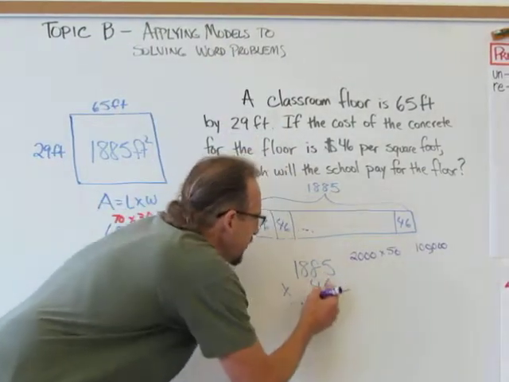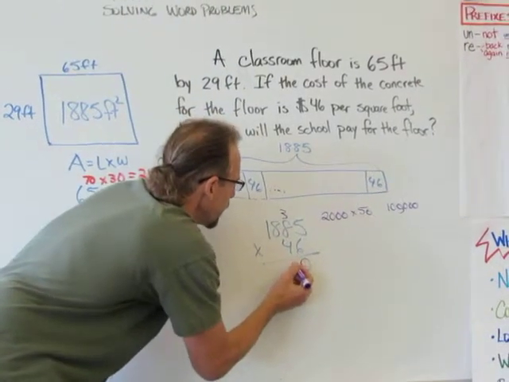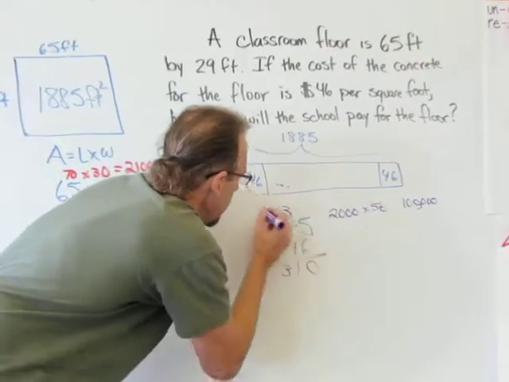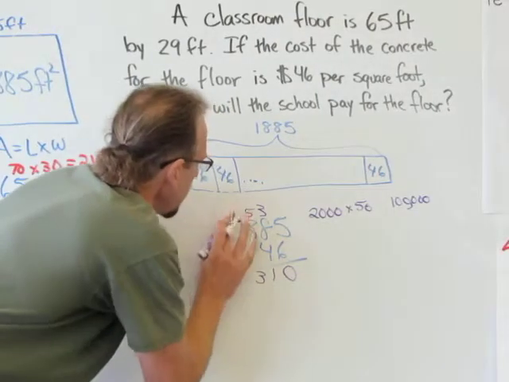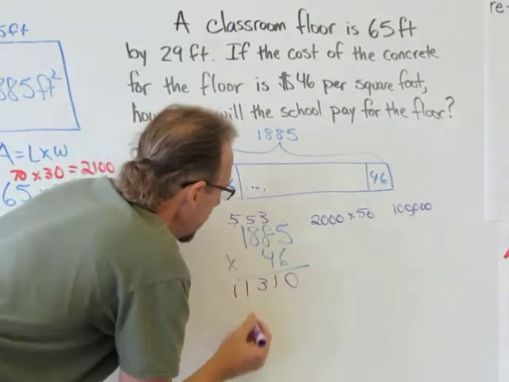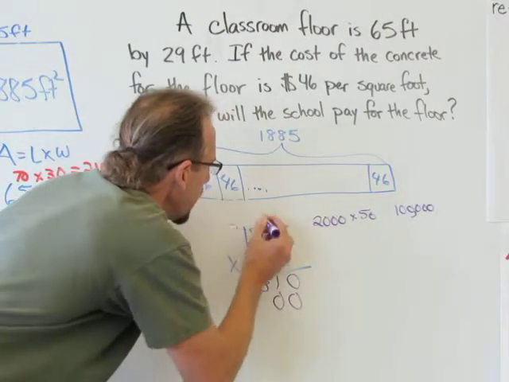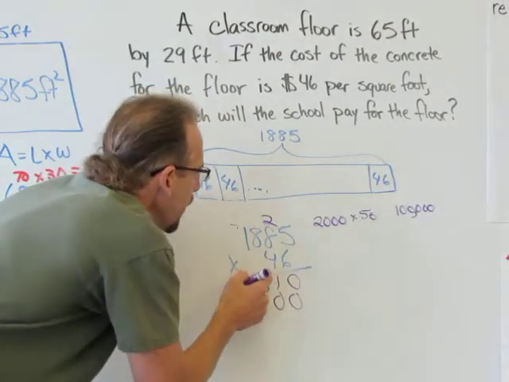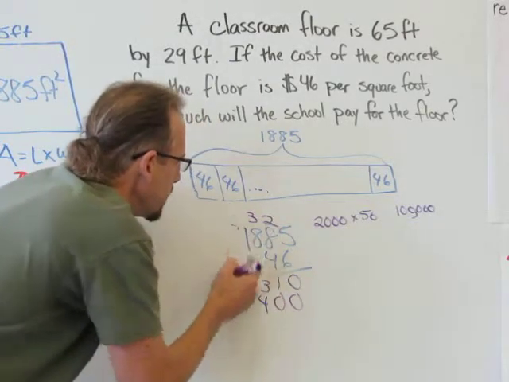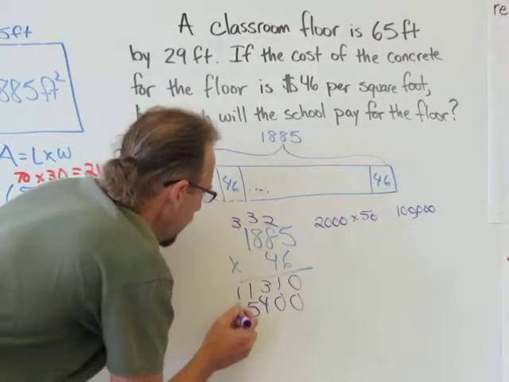Let's do it. 6 times 5 is 30. 6 times 8 is 48, plus 3 is 51. 6 times 8 is 48, plus 5 is 53. And 6 times 1 is 6, plus 5 is 11. 4 times 5 is 20. I'm going to get rid of these so I don't get confused. 4 times 8 is 32, plus 2 is 34. 4 times 8 is 32, plus 3 is 35. And 4 times 1 is 4, plus 3 is 7.